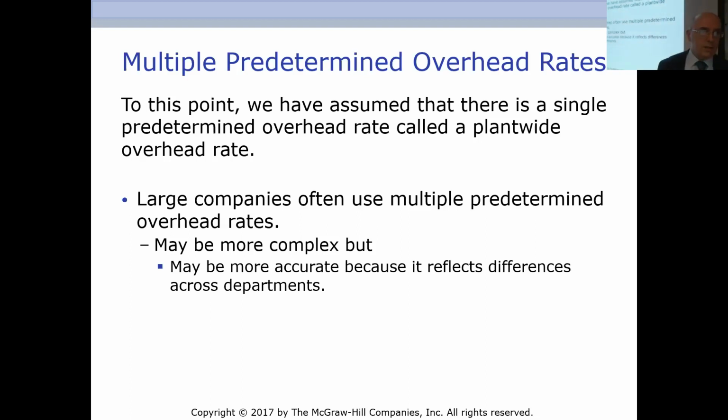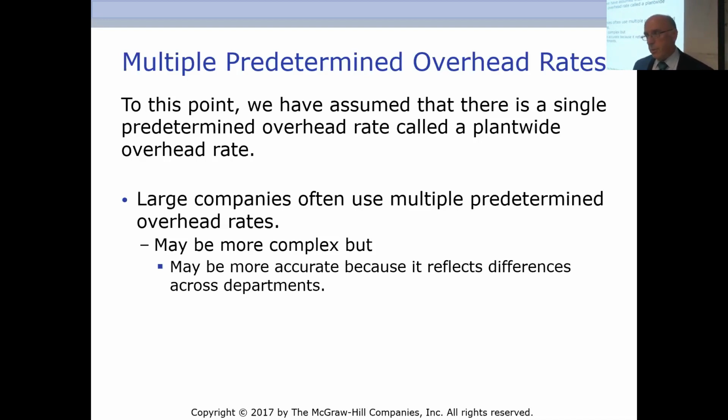Okay, so what didn't we cover on this slide? Oh, multiple predetermined overhead rates. The nice thing about having just one overhead rate, they call it a plant-wide rate, is that it's easy to use. You just multiply by one number.